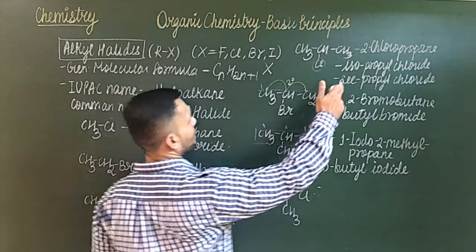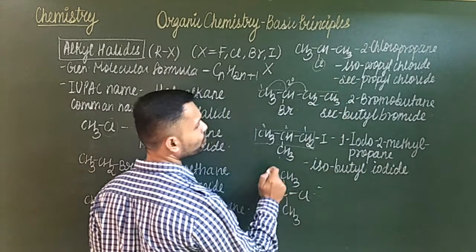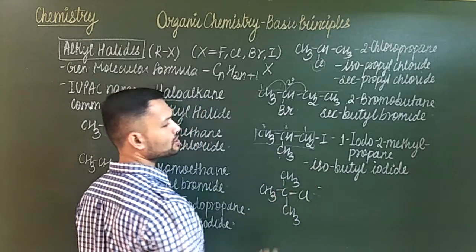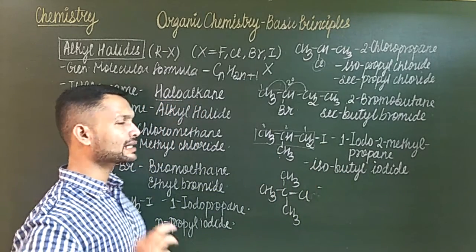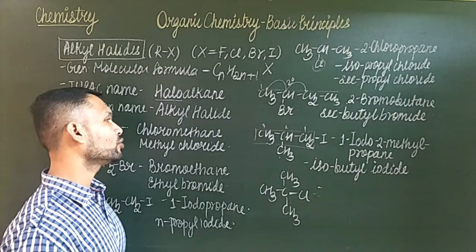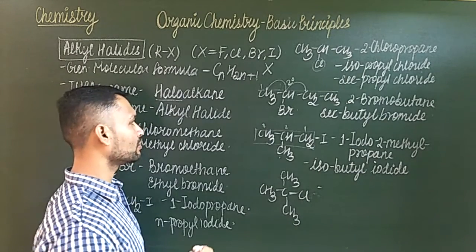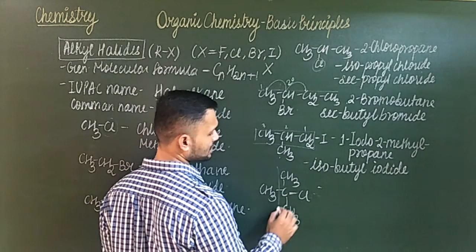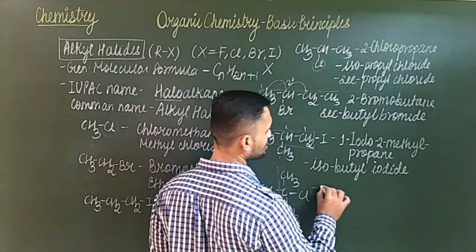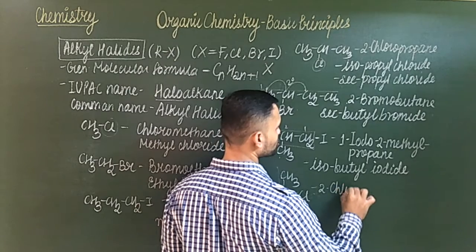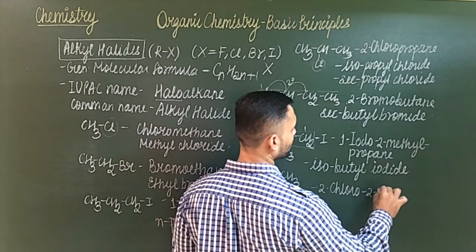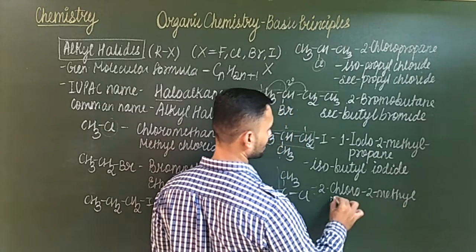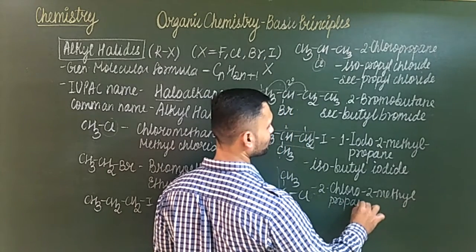Because here sec and iso are the same, but in the case of butyl, the sec-butyl structure is this one and the isobutyl structure is this one. This is where maximum students fail to remember or recognize it. So this is the case. The longest chain over here is 3. The second carbon has all those substituents, so it should be 2-chloro 2-methyl, and the longest chain over there is propane. So this should be the IUPAC name.